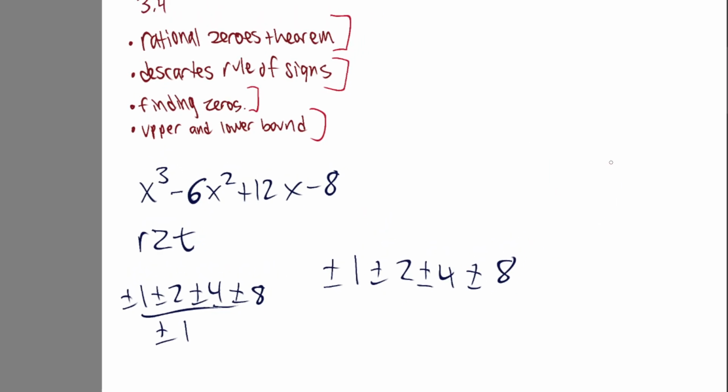Next, I'm going to do Descartes' rule of signs to figure out how many positive rational real zeros I have. So here's a sign change, here's a sign change, here's a sign change. So I have 3 or 1. I don't have to write it out. 3 or 1 positive rational zeros.